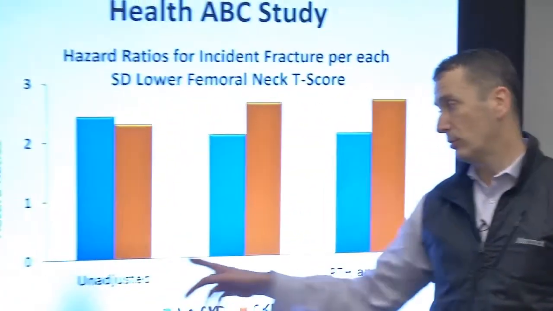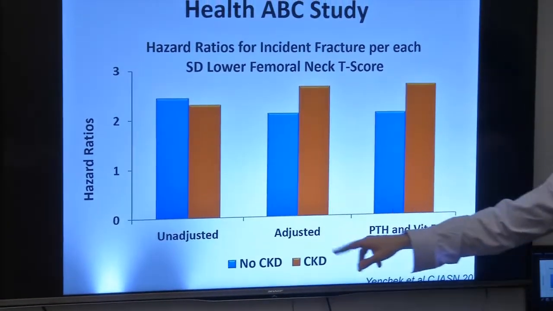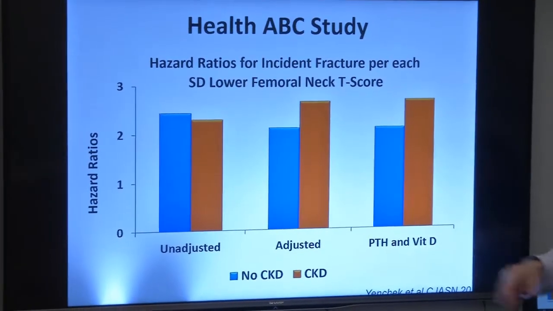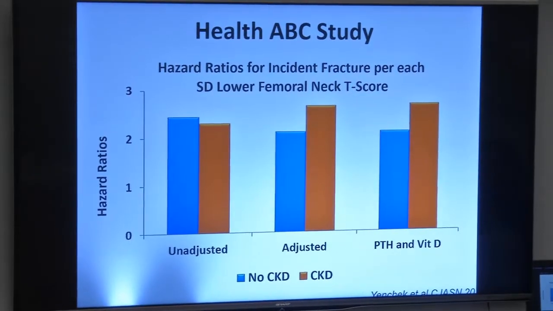They looked at DEXA at the hip and at the spine. Okay, they didn't look at the forearm. They looked at how the T-score, divided by standard deviation, could predict fracture in these populations. And they compared CKD, which is in yellow, to healthy kidney function in blue. They had models that were unadjusted, adjusted for typical demographic factors, and then adjusted for the things that we worry about for renal failure, like PTH and vitamin D. And they showed that prediction was the same, okay, with femoral neck T-score.